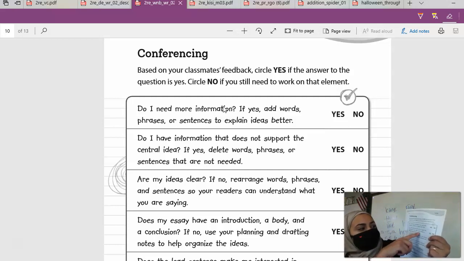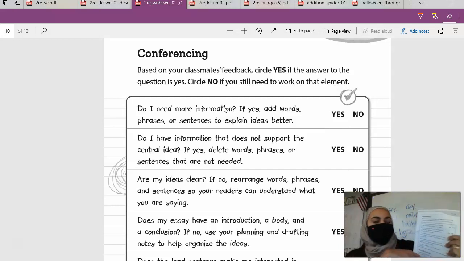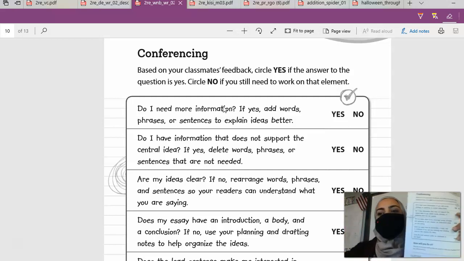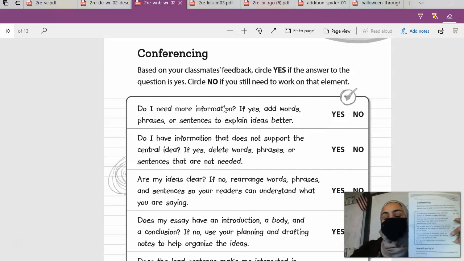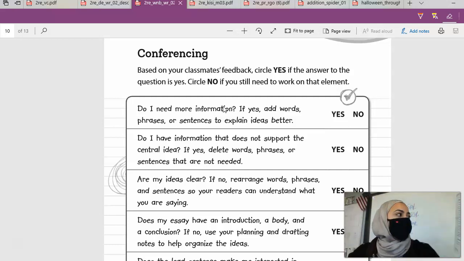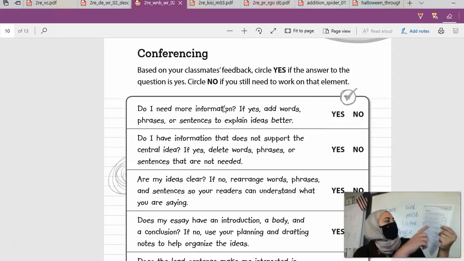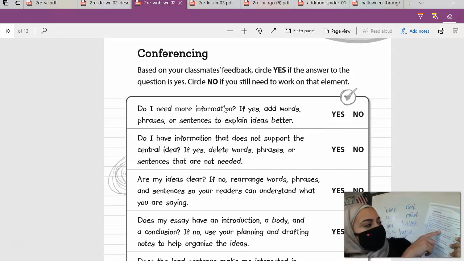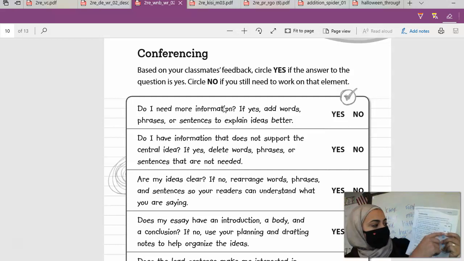Do I have information that does not support the central idea? My central idea was visiting Antarctica. Do I have information on there that talks nothing about my trip to Antarctica? Do I have a part in there that talks about what I did for recess yesterday? If I do, it does not belong there, and you need to circle yes. Then the person will have to go back and delete the words, phrases, or sentences that do not belong. If everything makes sense and all the information there is relevant to your trip, then you're just going to circle no.